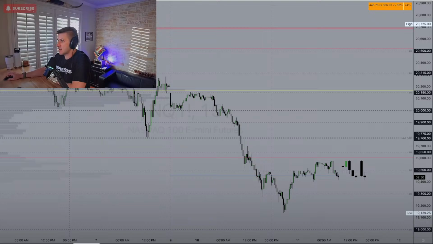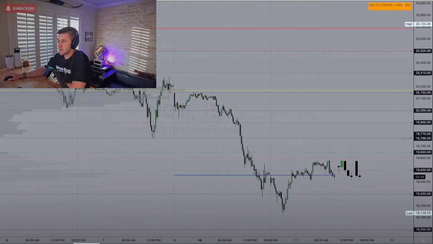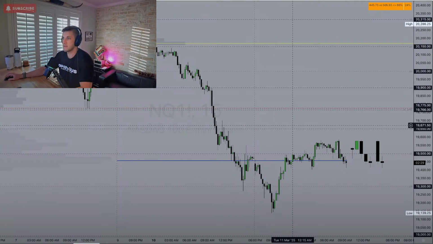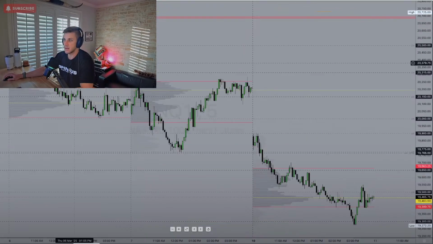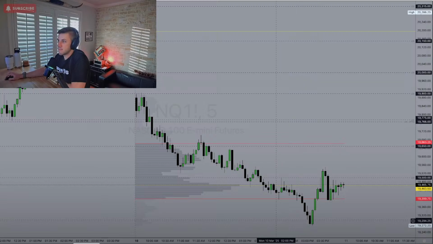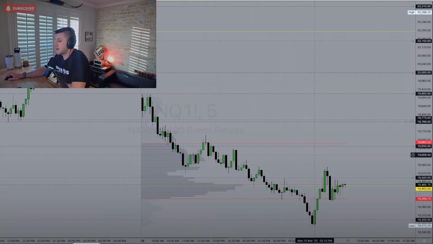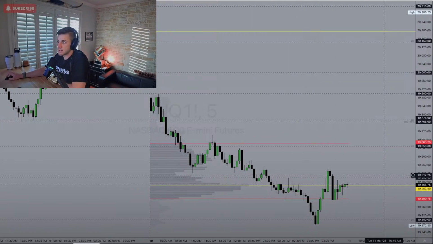What I'm going to be looking at this morning is how price responds to the 19,500 area. Take a look at that intraday. You can see the importance on the prior day 5-minute RTH chart, the importance of that 19,500 level of interest. Pretty orderly trend day lower right there.